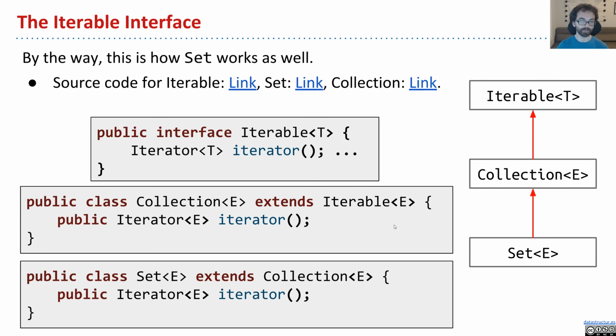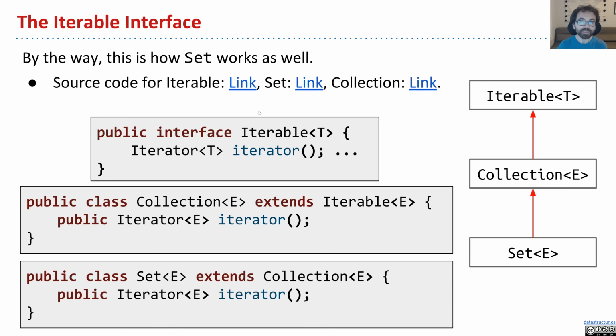So it turns out that if you look at the source code of Set, you can see that it extends the Collection interface. So this interface extends this interface. And then the Collection interface extends Iterable. And then Iterable has this iterator method. So in other words, when we try to use an enhanced for loop on a set, it will work fine because it knows that it inherited this iterator method from somewhere up higher.